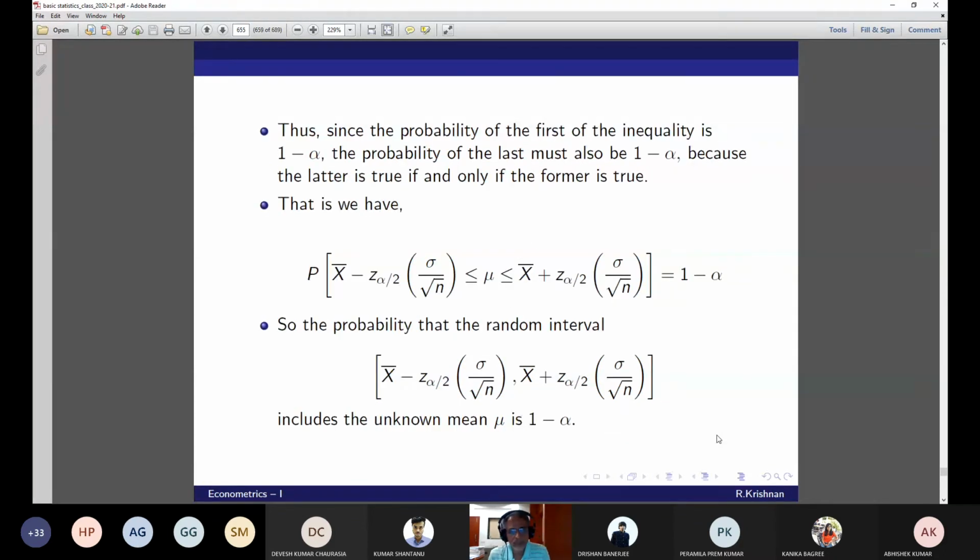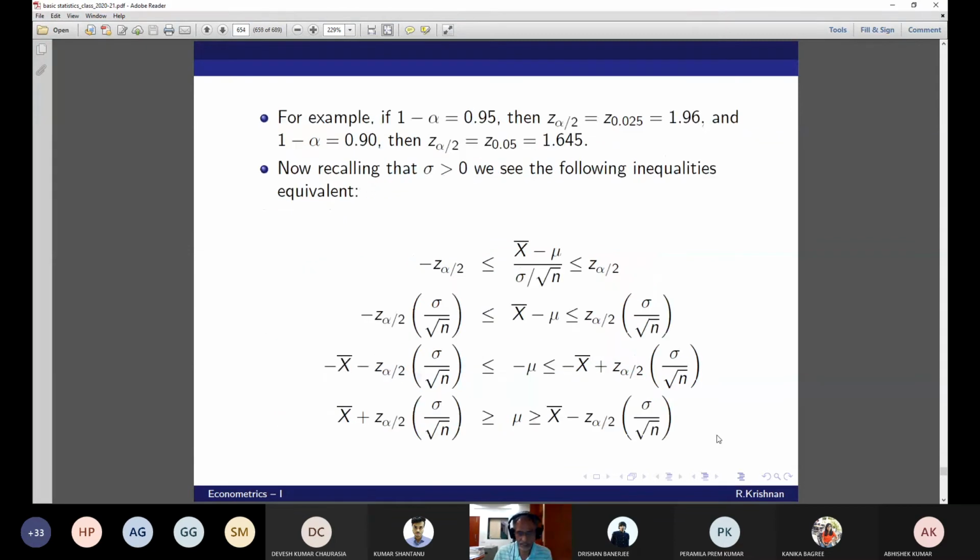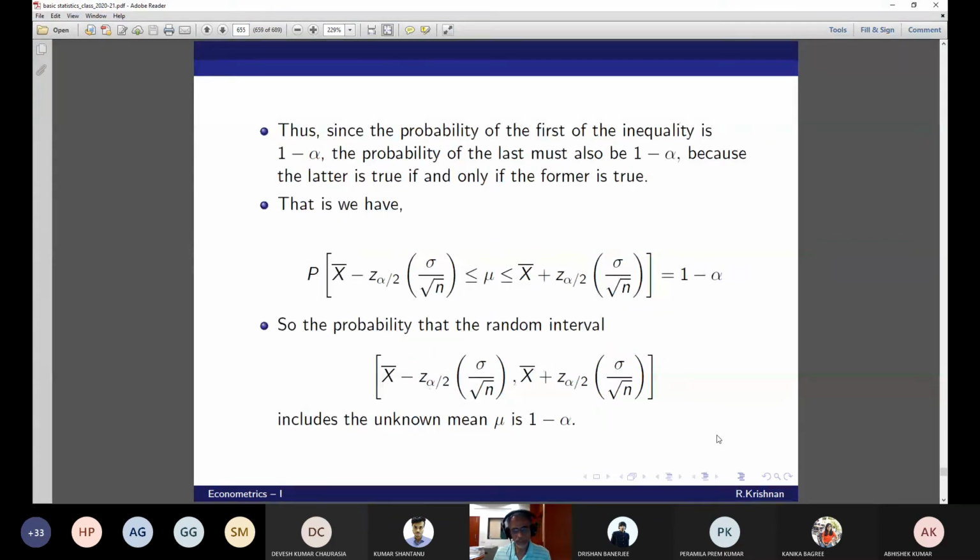Thus, since the probability of the first inequality is 1 minus alpha, that is this, the first one, the probability of the last must also be 1 minus alpha, because the latter is true if and only if the former is true. So that is, we have 1 minus alpha. So the probability that the random interval includes the unknown mean mu is 1 minus alpha. Go through this because I'm going to ask you next, how do you interpret it? A very important question.